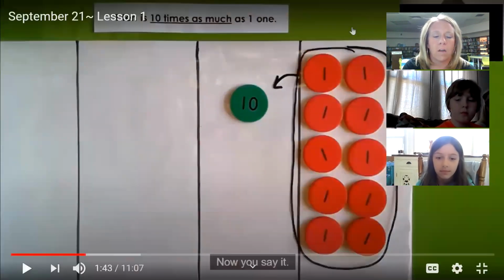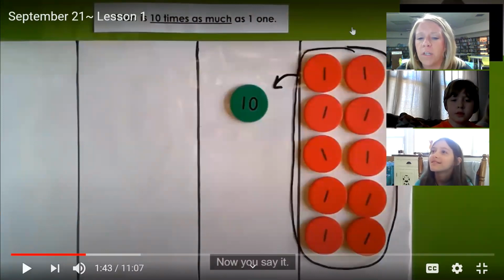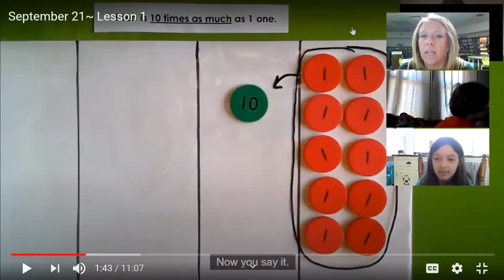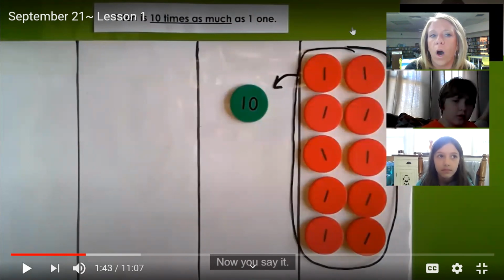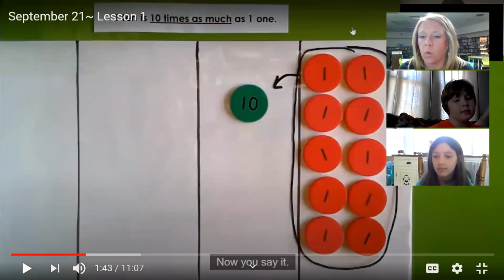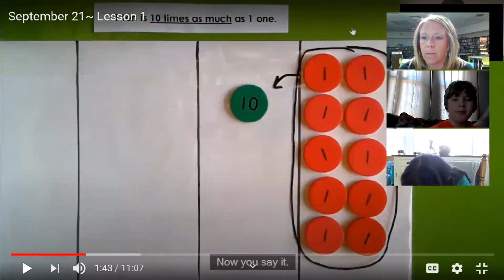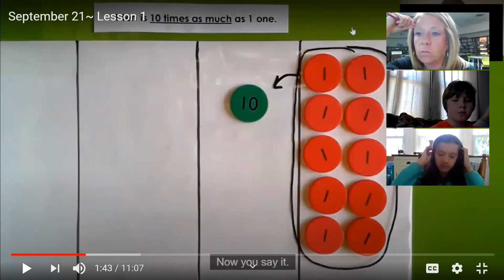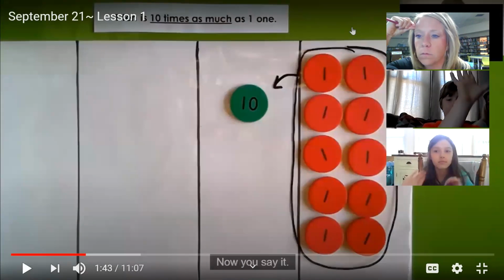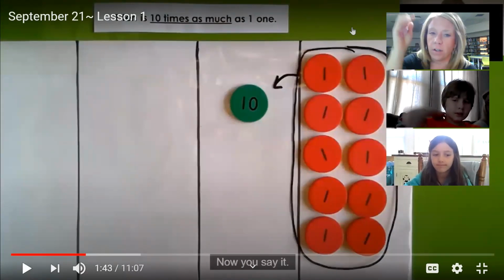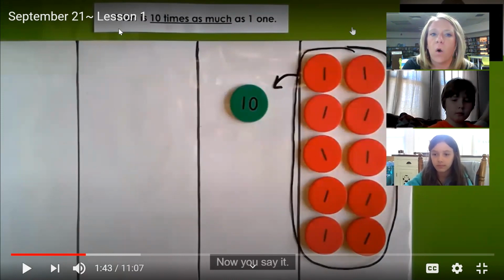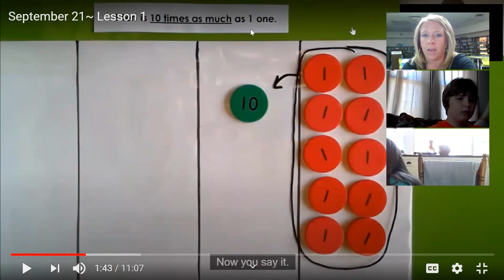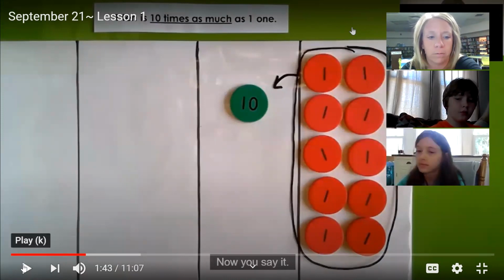Now you say it. Go ahead and say that to yourself. And then I want you to think, what multiplication equation would demonstrate that 10 is 10 times as much as 1? 1 times what gave us 10? Seth? 10. Very good. So this sentence, 10 is 10 times as much as 1, is just like saying 1 times 10 equals 10.